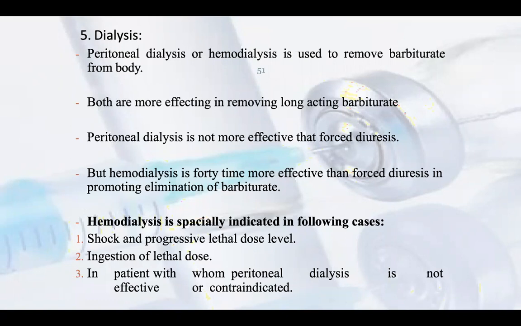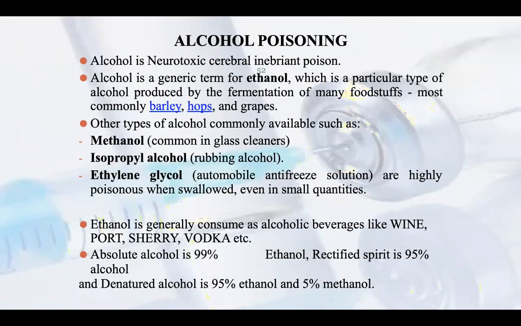Now, hemodialysis is especially indicated in the following cases: shock and progressive lethal dose level, and ingestion of a lethal dose in patients in whom peritoneal dialysis is not effective or contraindicated. Now, that was for barbiturates.